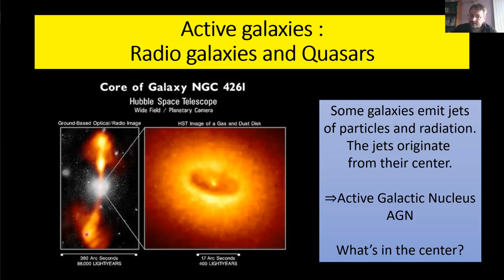So we would call this an active galaxy. This would be clearly a radio galaxy. But we see there's also other radiation occasionally coming out. And this leads us to the objects that are called quasars, quasi-stellar objects.